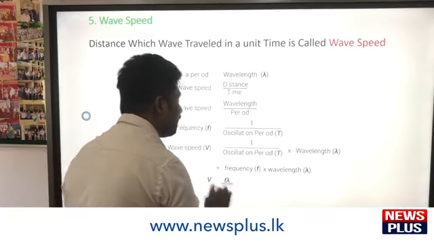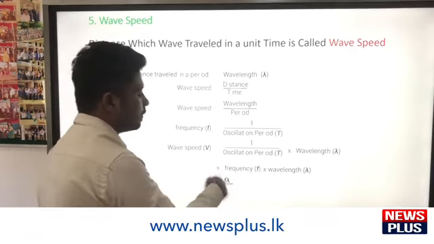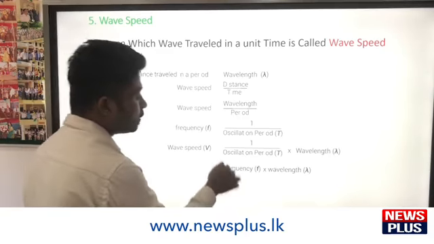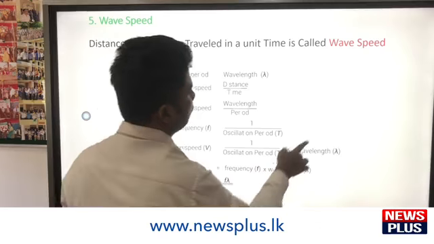This is a famous equation, and you must know this one. Lots of questions come according to this equation. v is equal to f lambda.